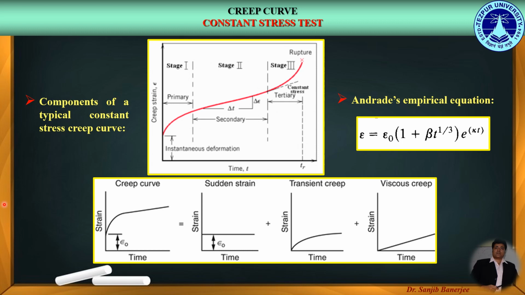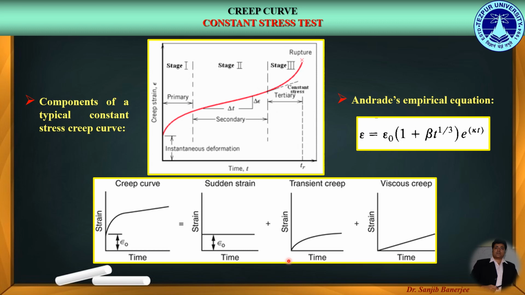Next, we come to Andrade's pioneering work on creep, which had a considerable influence on thinking on this particular subject. He considered that the constant stress creep curve represents the superimposition of three separate processes. The first one is a sudden strain which results from initial applying of the load. The second component of the creep curve is a transient creep with a creep rate decreasing with time.